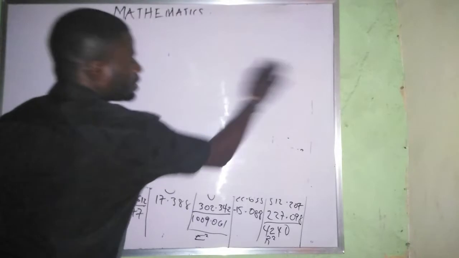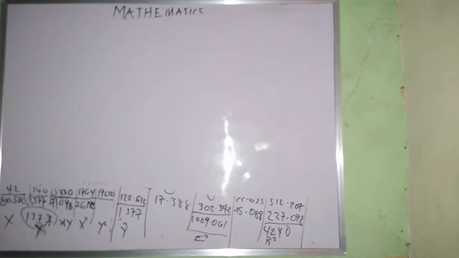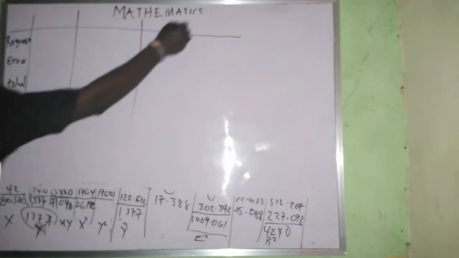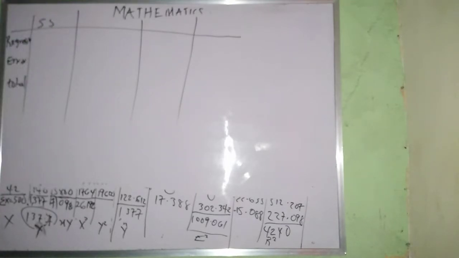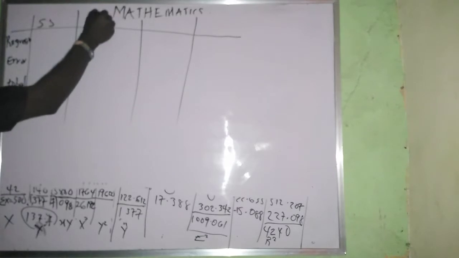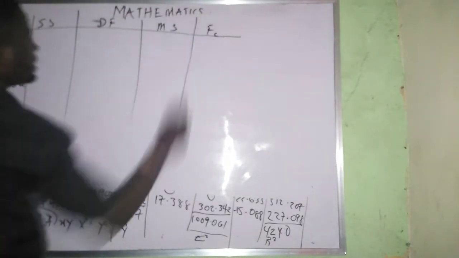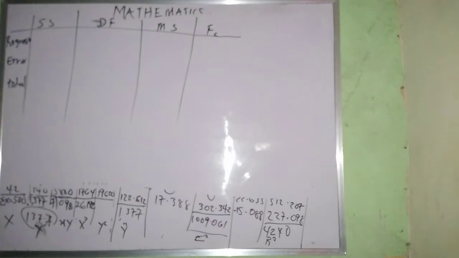If I should prepare my ANOVA table, I will now move on to it. My ANOVA table is prepared this way. This is my regression. This is my error. And this is my total. I'll be having something like this. The first one is the sum of squares, and the degrees of freedom, the mean square, and also the F calculated. Now, I don't need F calculated for now. I won't talk about that.